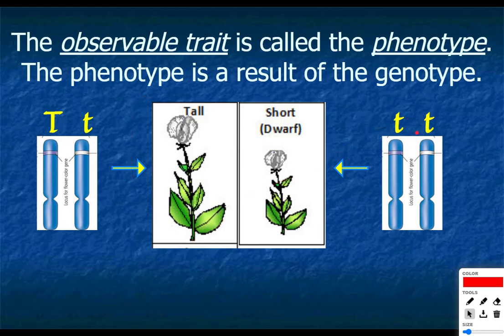Let's take a look at the example on the right. For the example on the right, we see the genotype is homozygous recessive. Homozygous because they are the same, recessive because they're both small. We know that little t stands for short. We have two shorts, so the only thing that could show is short or dwarf as the phenotype of the plant.